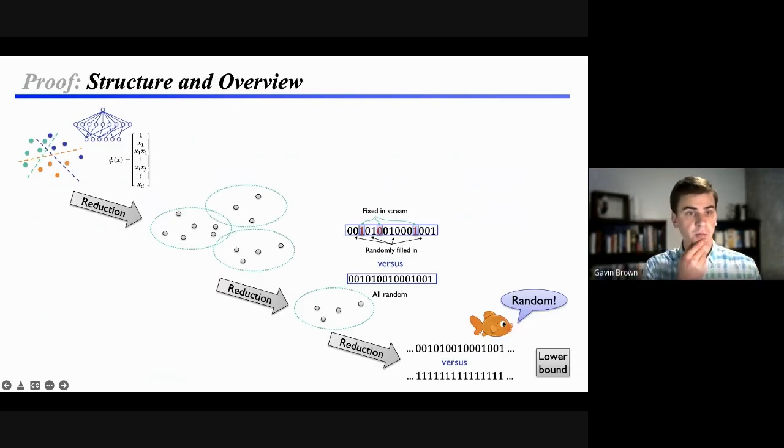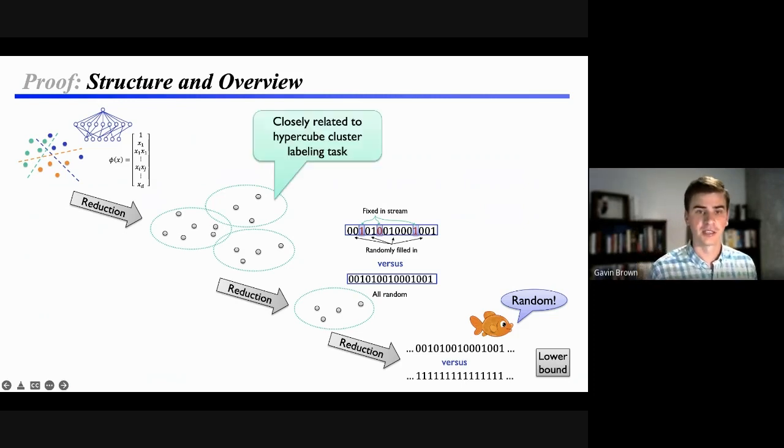Okay, let's talk about the proof. We establish a series of reductions. We use a learner for one of the hypothesis classes to solve a distributional problem that's defined in a familiar way as a mixture over k subpopulations. This is not the same distribution, but it's closely related to the hypercube cluster labeling task.